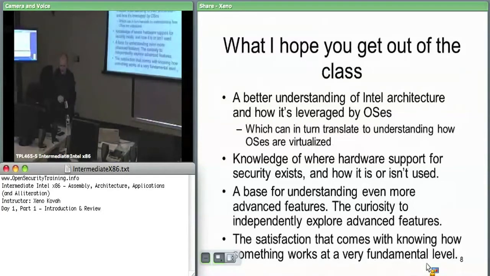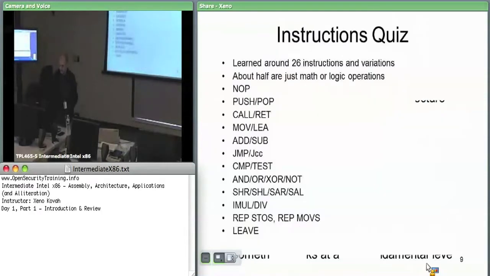So it's especially good to know where the hardware is actually exporting the security, how the hardware is enforcing the security, rather. And yeah, just to get you curious and want to keep digging in more for whatever I don't really cover to your satisfaction. All right, so before we begin, we're going to do a quick quiz on the instructions that we learned in the previous class.